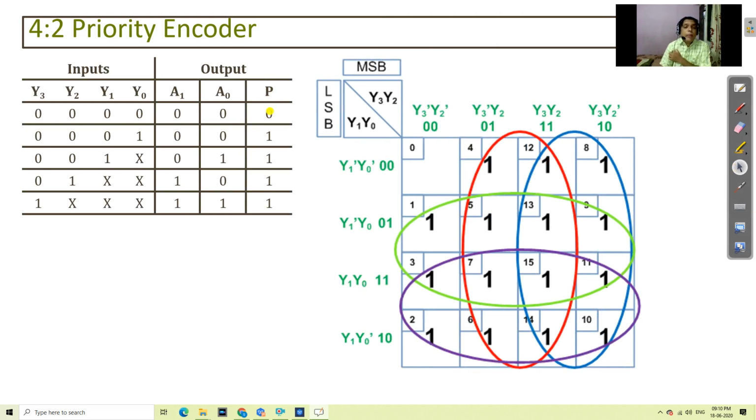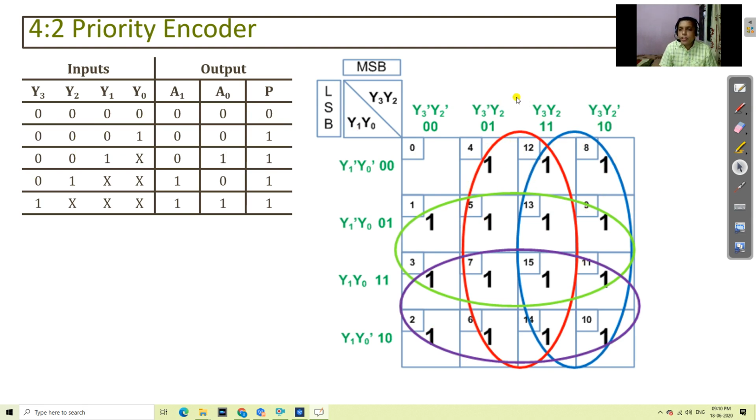The P bit will be absent only for 0 0 0 0. For all other combinations, P is present. So all others are 1 except 0, which is 0. I can combine these 8s. A 16 block is not possible, but 8 blocks are possible. For this 8, this 8, this 8, this 8.